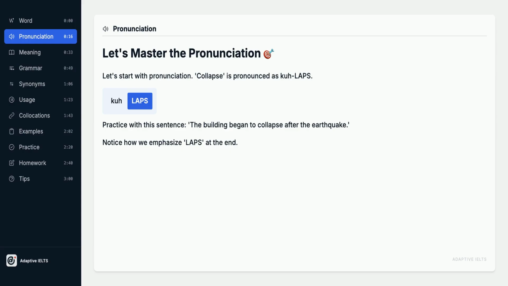Break it down with me. K is soft, followed by a clear lapse. Practice with this sentence. The building began to collapse after the earthquake. Notice how we emphasize lapse at the end.